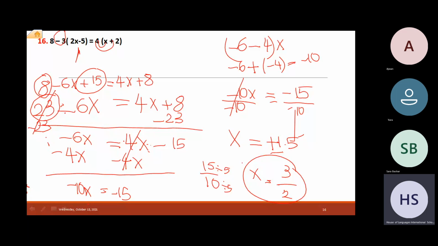Next, inshallah, in grade 8, you will have two equations, and you have to deal with them in order to find x and y.